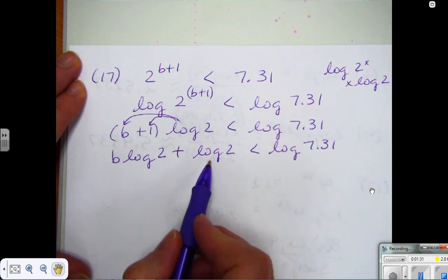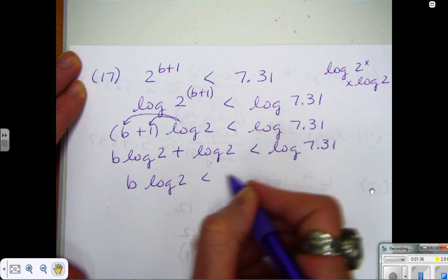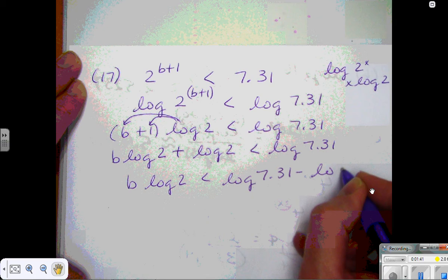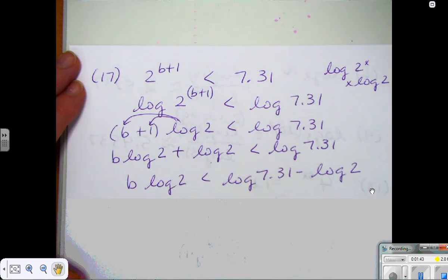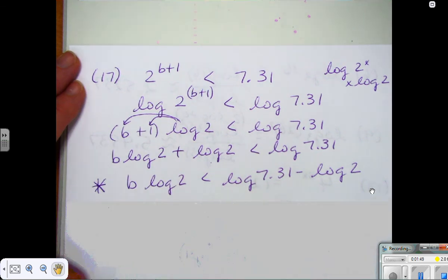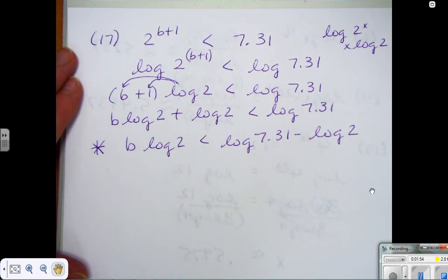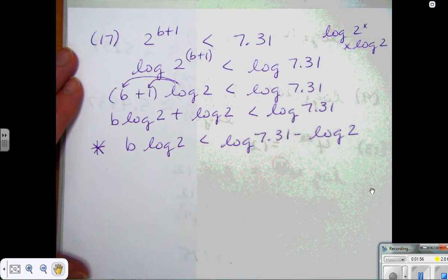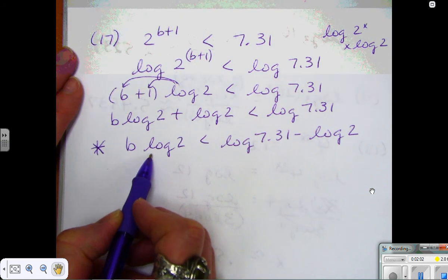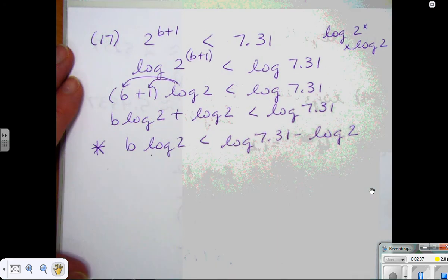Okay, so I'm going to subtract this log 2. So I have b times log 2 less than log 7.31 minus log 2. Now this is where you have to remember a little trick. Whenever you're working with inequalities, if you multiply or divide by a negative value, you have to flip the sign over. But this log 2, I don't know if it's negative or positive. So you need to evaluate what that is first before you divide, so you know if you have to flip your inequality over or not.